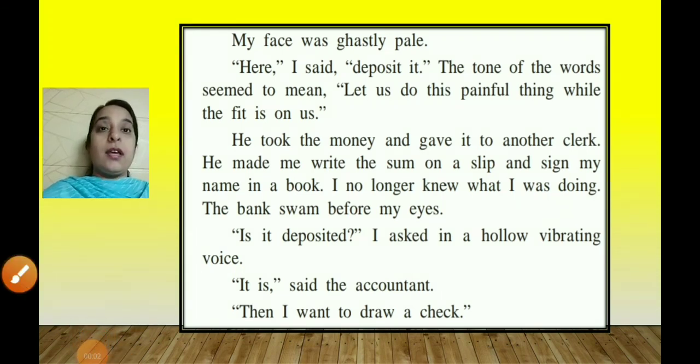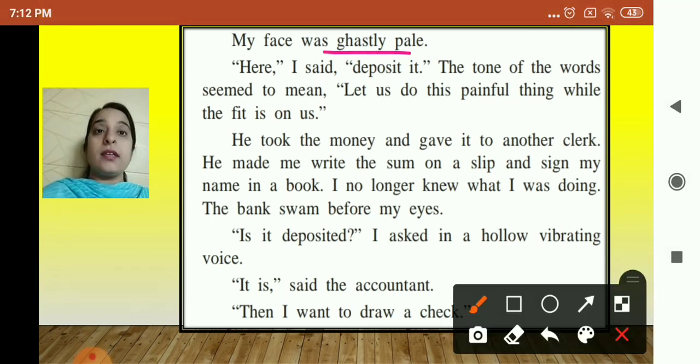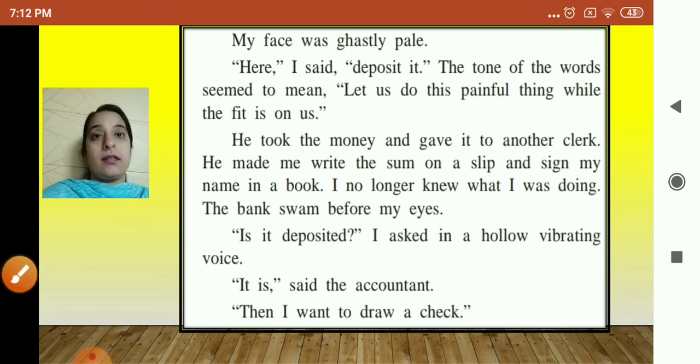Now, children, the narrator's face was ghastly pale. Ghastly here means inspiring horror, and pale means light colored. He said in a very mean tone to the accountant to deposit the money. The accountant took the money and gave it to another clerk. The clerk asked him to write the sum on a slip and sign his name in a book. The narrator did not know what he was doing. The bank swam before his eyes, that is, he was feeling very dizzy. He asked in a hollow, vibrating voice, "Is it deposited?" The accountant replied, "Yes, it is."